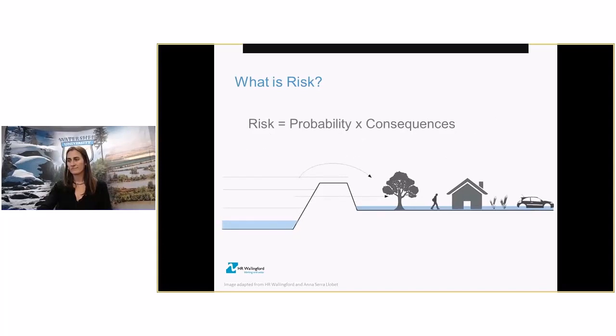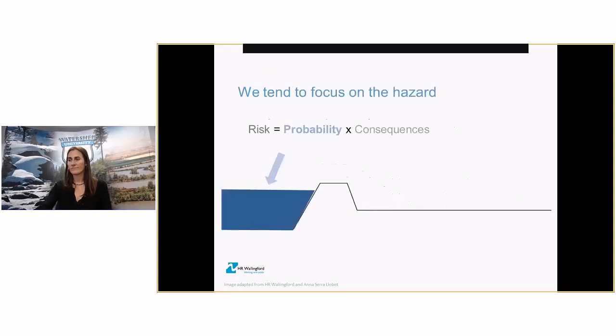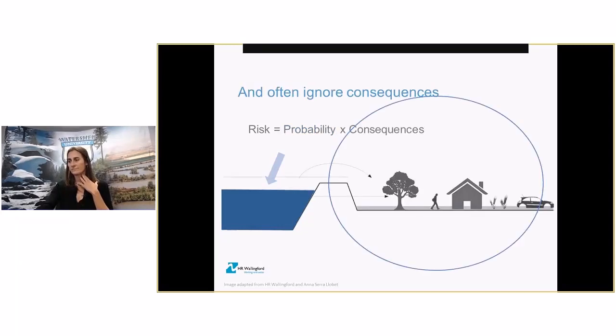So risk is very simply defined as the probability of an adverse event times the consequences of that event should it occur. Generally, in flood risk management, we focus on the hazard. That is the probability that a flood may occur. But when we move to a risk discussion, we want to bring the consequences into our equation.